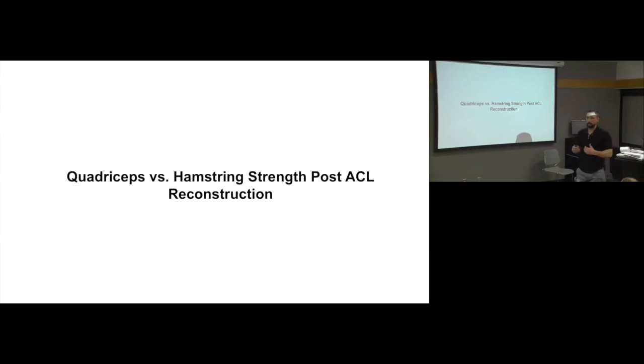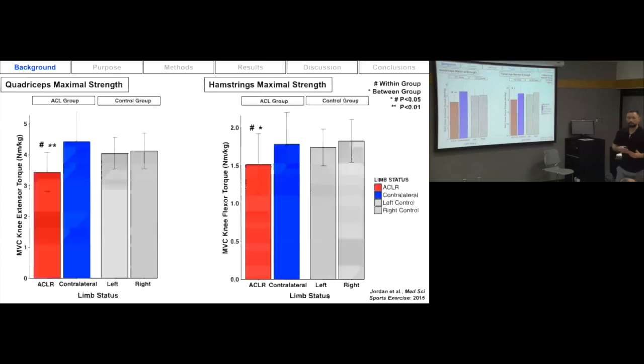So next study that we looked at was quadriceps and hamstring strength post-ACL reconstruction. We had 21 non-injured skiers, 8 with ACL reconstruction. They performed a maximal isometric voluntary contraction of knee extension and knee flexion. And we looked at maximal strength and the rate of force development, but I'm only going to touch on the maximal strength data. Consistent with our functional asymmetry data, we found that the injured limb had significant hamstring deficits and quadriceps strength deficits compared to the contralateral limb and also to the limb average of non-injured alpine ski racers.